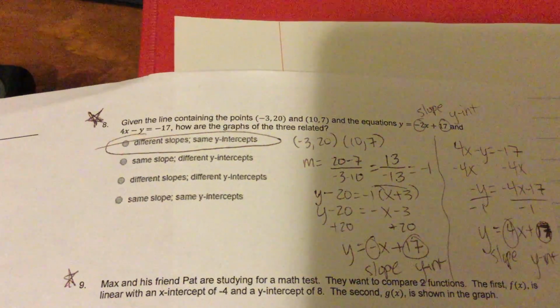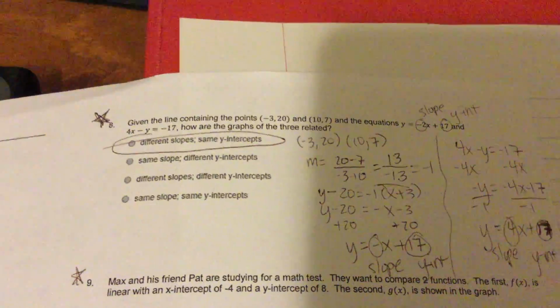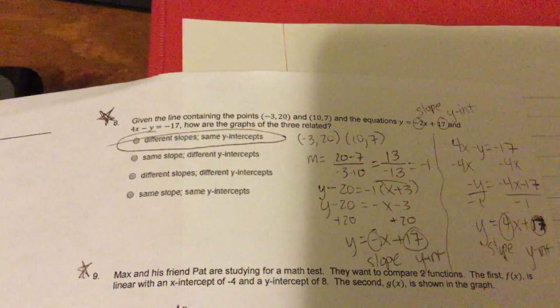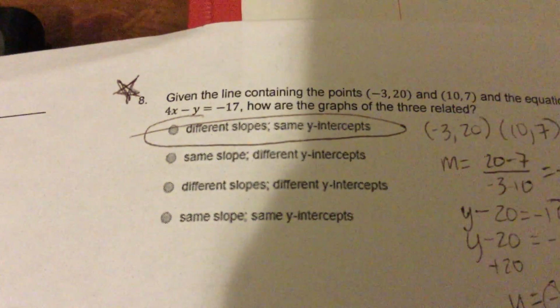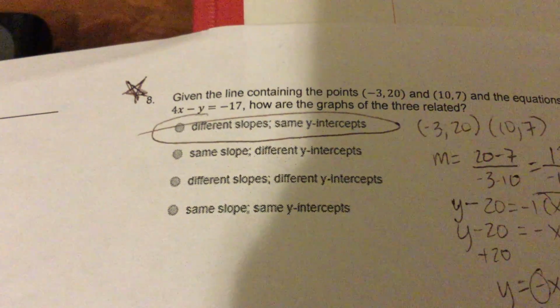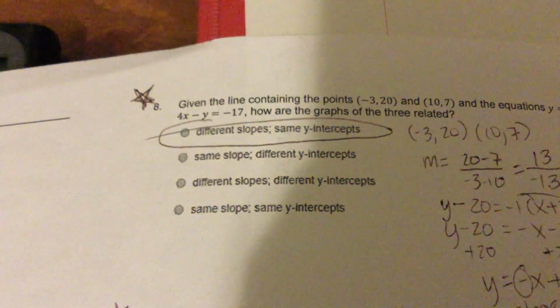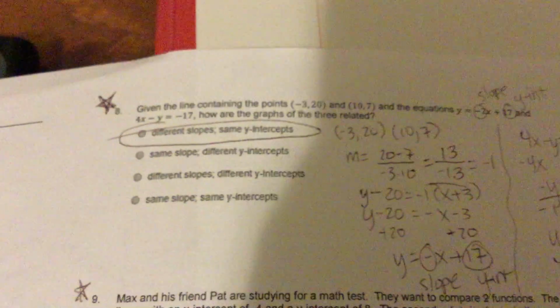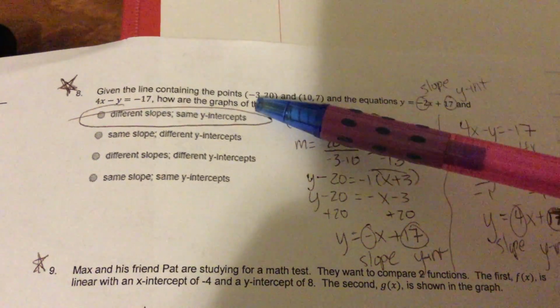and the equations y = -2x + 17, and 4x - y = -17, how are the graphs of the three related? And the answer choices kind of give you a hint at what they really want you to look at. Each answer choice mentions slope and the y-intercept. So we need to know what those are for each of those different linear relationships. So first it starts off with a line containing these points.